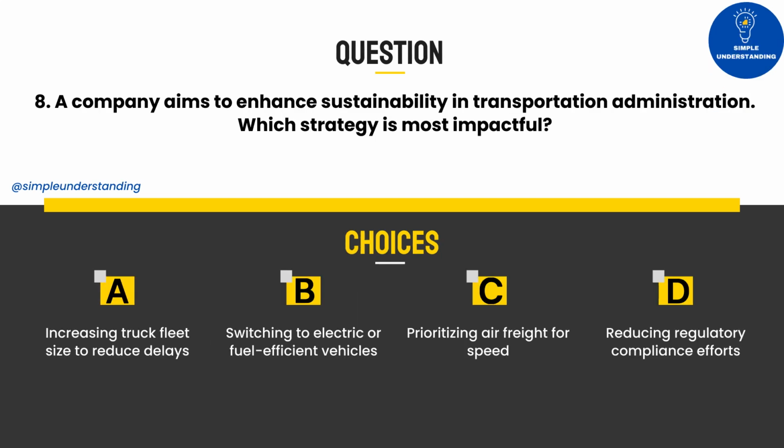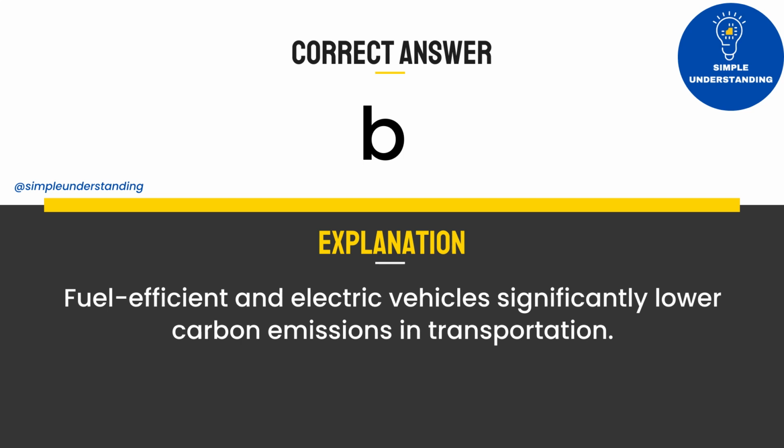8. A company aims to enhance sustainability in transportation administration. Which strategy is most impactful? A. Increasing truck fleet size to reduce delays. B. Switching to electric or fuel-efficient vehicles. C. Prioritizing air freight for speed. D. Reducing regulatory compliance efforts. Correct answer, B. Explanation. Fuel-efficient and electric vehicles significantly lower carbon emissions in transportation.